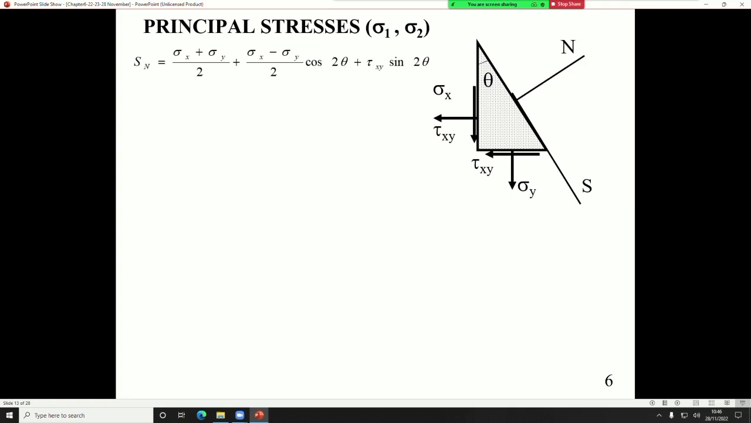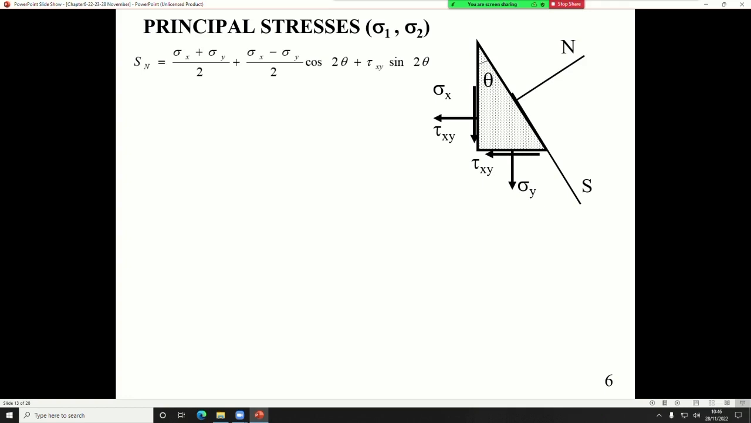But there must be a plane or planes that are only subject to normal stress, where the shear stress is equal to zero. If I keep rotating these elements, I will reach a point where the only stress acting on the plane is normal, and its shear stress is zero. That plane is called the principal plane. The stress acting on it is called principal stress, and the normal to it is called the principal direction.